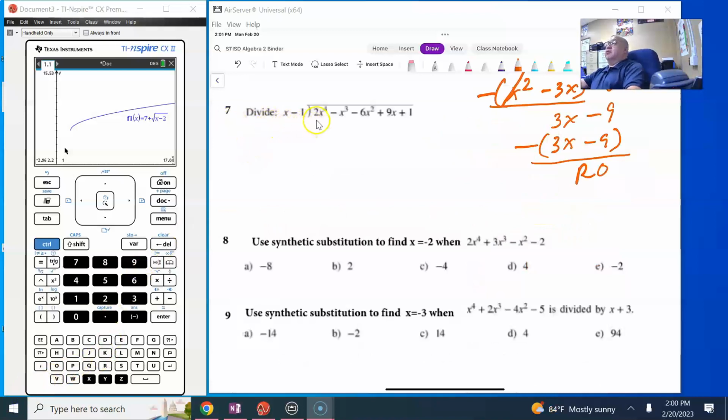Number 7, we have 2x to the fourth minus x cubed minus 6x squared plus 9x plus 1. We're going to divide. So it's going to be 2x to the third, minus 2x to the fourth. We subtract. So 2x to the fourth minus 2x to the fourth is 0. This becomes a positive, so this is x cubed. Bring down the negative 6x squared.